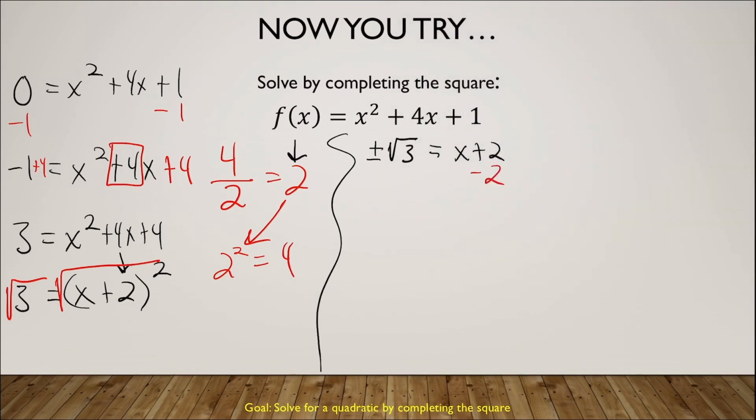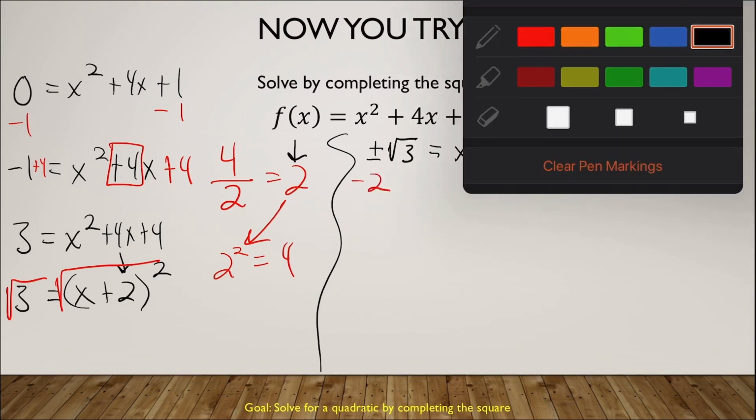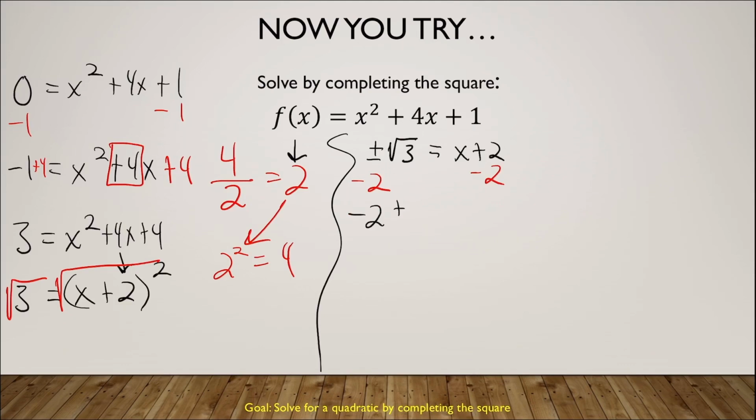And I'm going to subtract 2 from both sides. I get negative 2 plus or minus the square root of 3 equals x. So I know that my solution is negative 2 plus or minus the square root of 3 comma 0. Alright, there's my solution for that one.